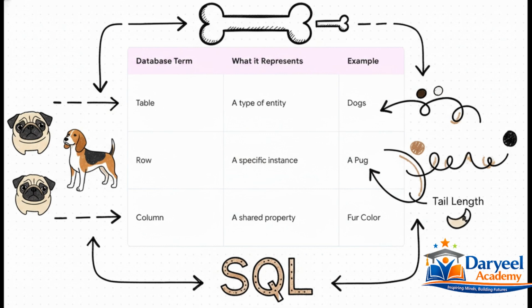The entire table represents a whole category of something, an entity, like, say, dogs. Each row is one specific instance of that entity, so not just any dog, but a particular pug or a specific beagle. And the columns? Those are the shared properties that every single dog in our table has, like its fur color or its tail length. Thinking this way, in entities and properties, is going to be the key to asking good questions.